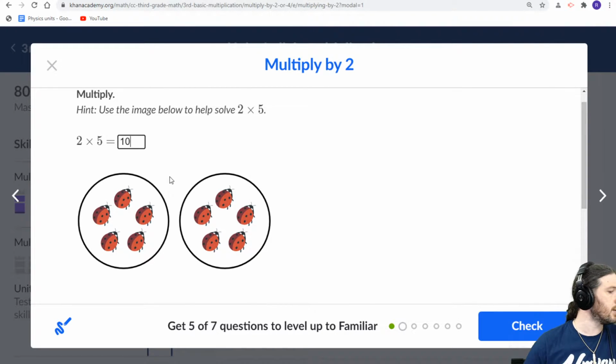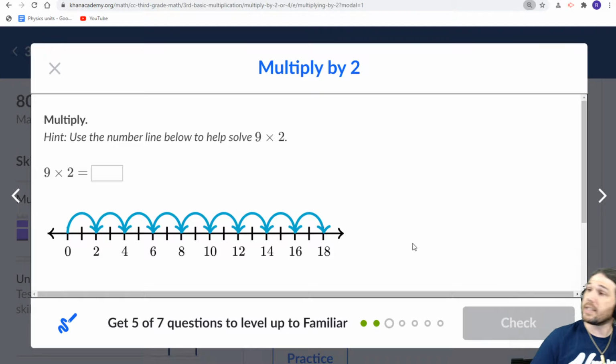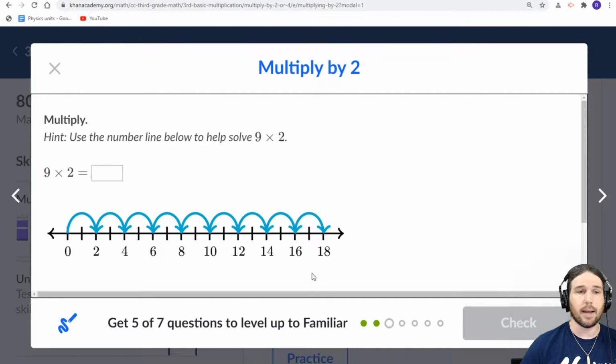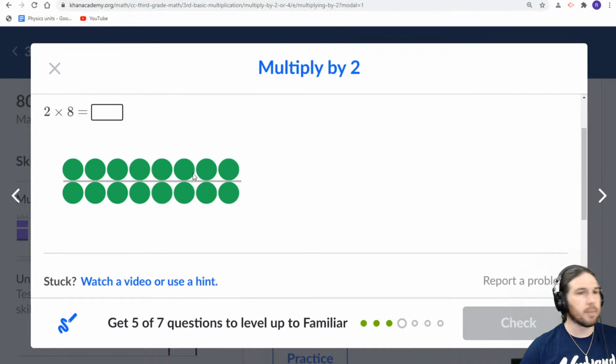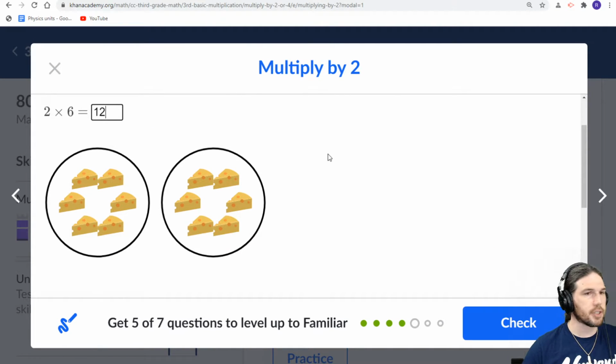2 times 5 is 10. I like the visual aids here. 9 times 2, I like how this is visualized. Take a look at this. This is visualized as 9 jumps, each of which is 2 lengths long, however much those lengths are. We could also have done it the other way, right? We could have just gone one big jump out to 9 and a second big jump up to 18. Both of those would be correct. And we're going to talk a little bit more about what that means in a bit. 2 times 8 is 16. 2 times 6 is 12.